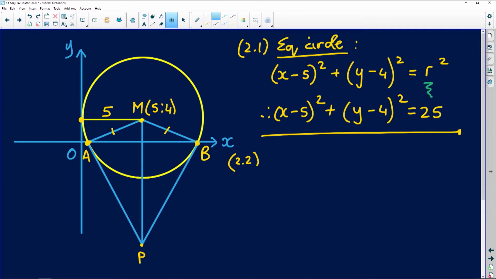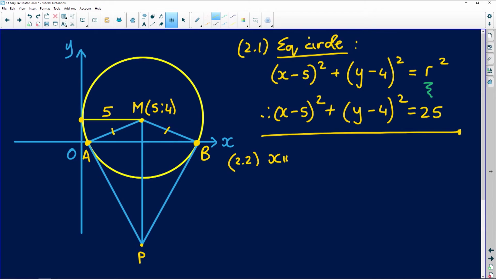Now, determine the coordinates of A and B. The point here and the point over there is what we need. What happens at those points? Let's ask ourselves. Well, MB cuts the circle and MA cuts the circle. That's one way of looking at it. But do we have those equations? And the answer is no, we don't.